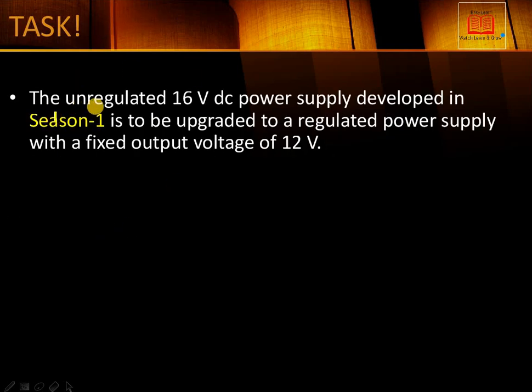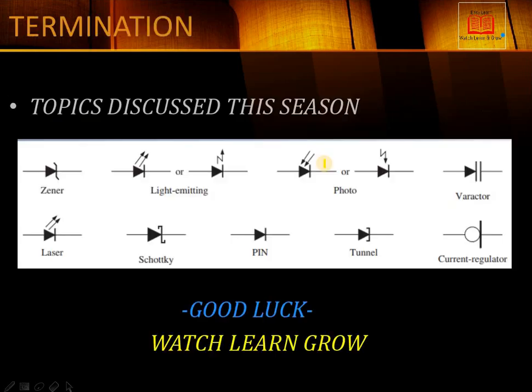Then this is the task I gave in season 1, that is the unregulated 16 volt DC power supply developed in season 1. I gave you this task at the end of season 1 of diodes and applications, and I know you completed it, but the task of season 2 is the same. Just upgrade your previous power supply with a fixed output voltage of 12 volts. We had already discussed these different types of Zener diodes, light emitting, photo, and some other different types.